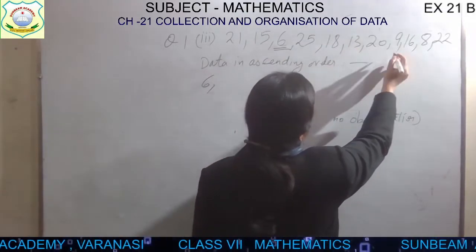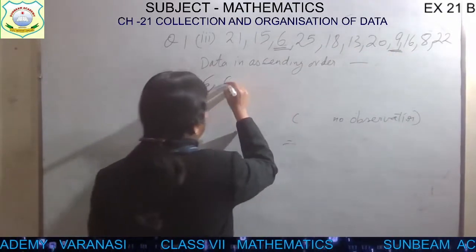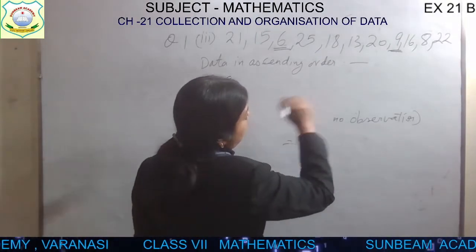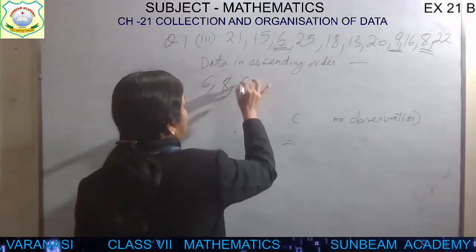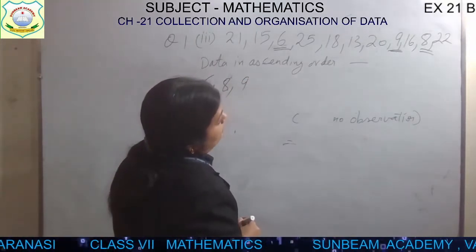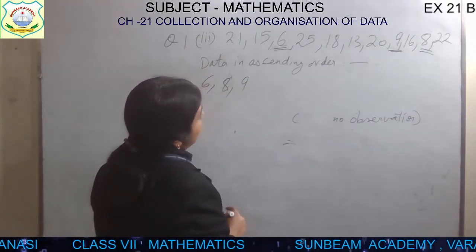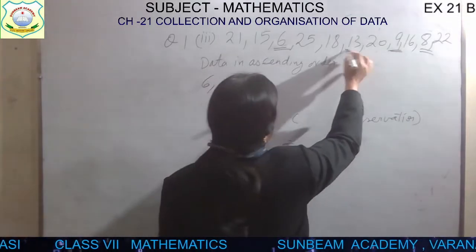After 6 it is 9, children. So we will write 9. After 9, 8 is also there, so we will write 8 first, 8 and then 9. Okay. And after 9 it is 13.